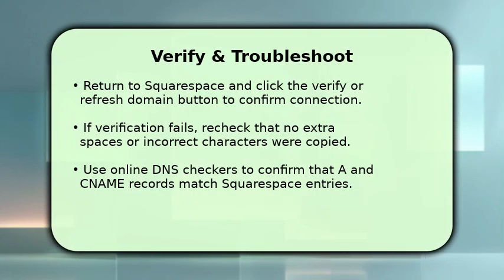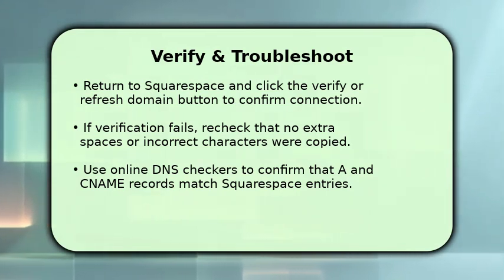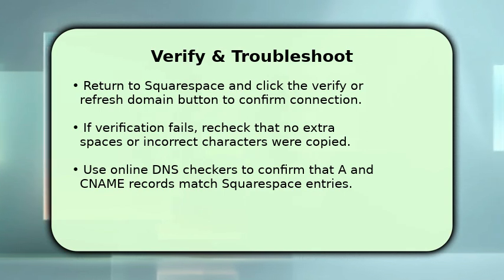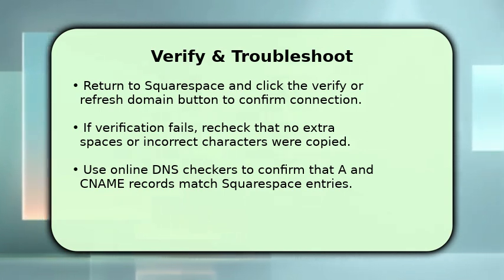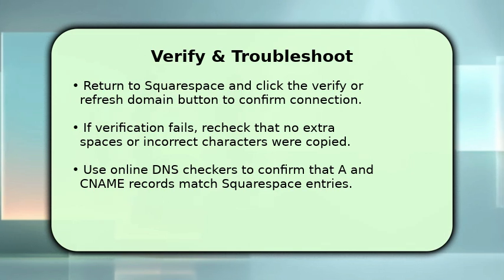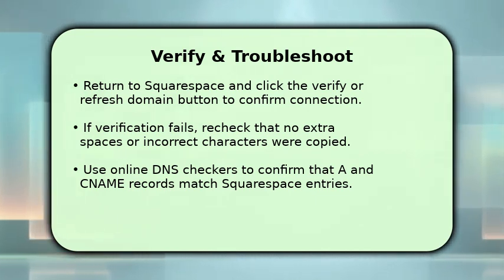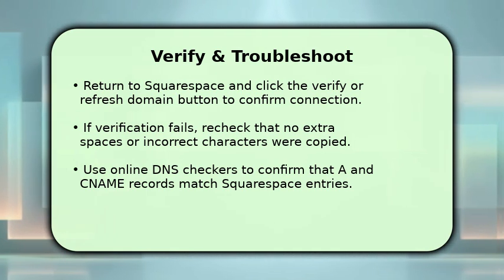Once DNS updates are saved, go back to Squarespace and trigger verification or refresh to let the platform detect the new records. If verification fails, open Google Domains and inspect each record for typos, extra spaces, or wrong host names. Use a DNS lookup tool to view current A and CNAME values and confirm they point to Squarespace. If propagation delays persist, wait and recheck periodically because DNS changes often take time.